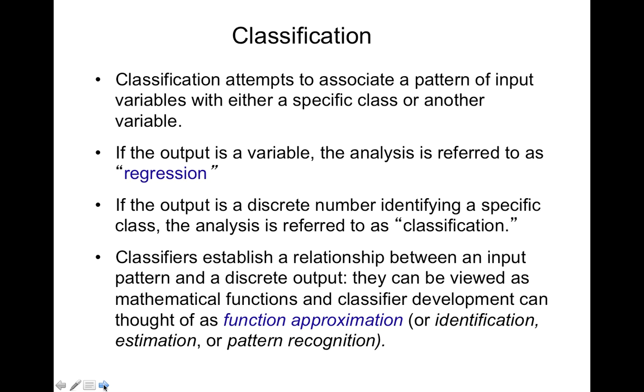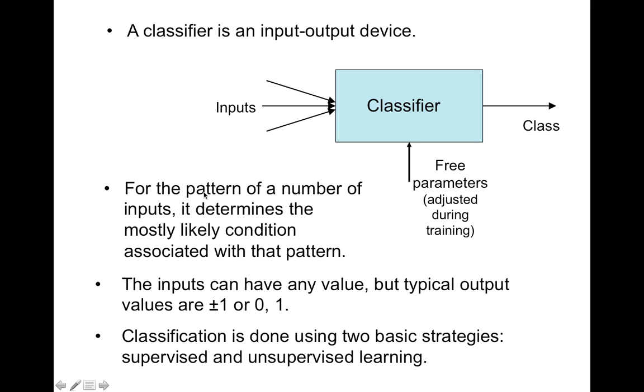They can be viewed as mathematical functions, and classifier development can be thought of as function approximation, or identification, estimation, or pattern recognition. All of these terms are used, sometimes with different subtle nuances of meaning. So here's just a block diagram of what was previously discussed. You have your classifier, you have some inputs, you have some free parameters, and then your output basically identifies the class. Typical outputs can be plus or minus 1, or 0 or 1, or 1, 2, 3 if you have more than two categories.